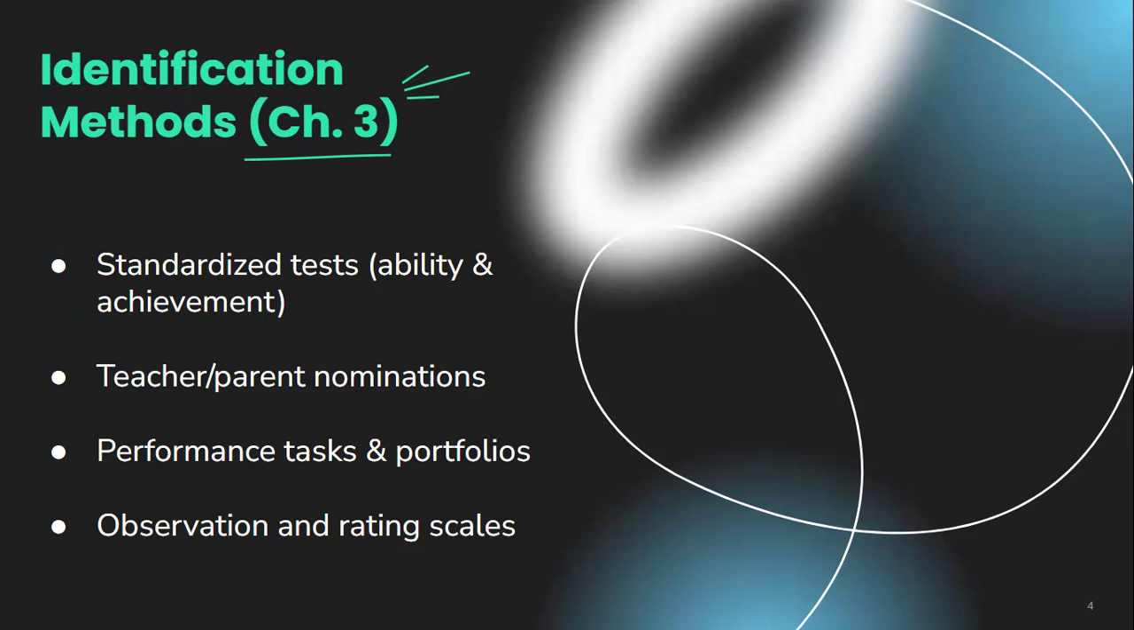Schools use a variety of tools to identify gifted students. Standardized tests are the most common: ability tests like IQ measures and achievement tests. Teacher and parent nominations are also widely used, but they can be biased. Performance tasks and portfolios allow students to demonstrate creativity and problem solving in more authentic ways. Observation and rating scales can capture behaviors not shown in tests. Ideally, schools use multiple measures to build a fuller picture.